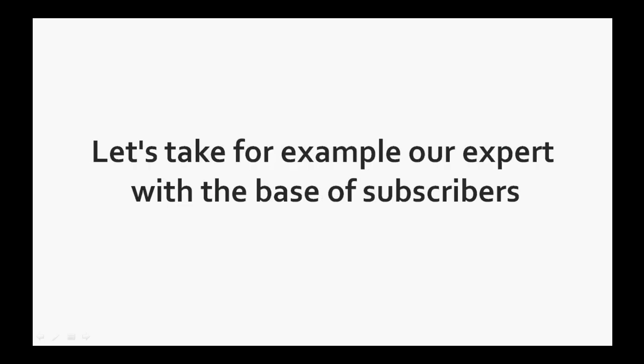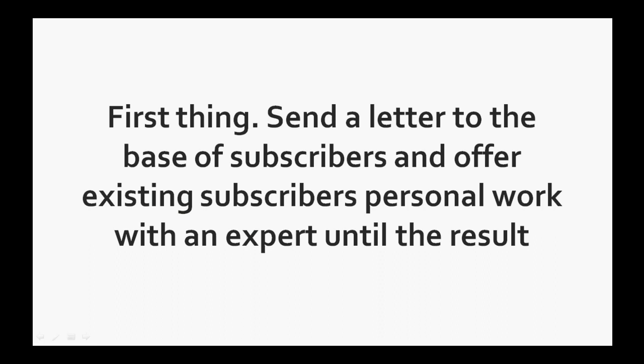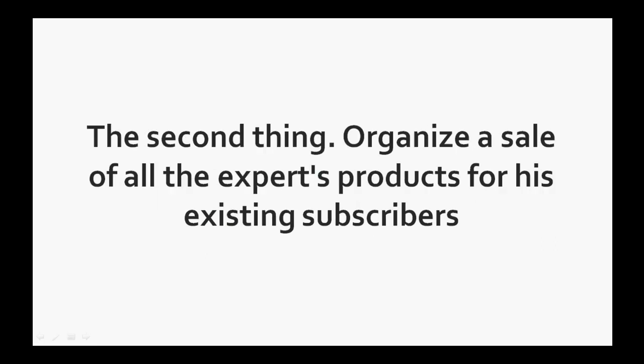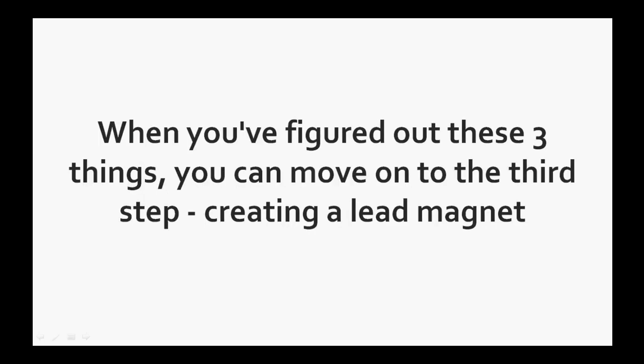Let's take, for example, our expert with the base of subscribers. What are 3 things we could do for him? First thing, send a letter to the base of subscribers and offer existing subscribers personal work with an expert until the result. The second thing, organize a sale of all the expert's products for his existing subscribers. The third thing, turn that sale into an automated sales funnel and drive paid traffic to that funnel. When you have figured out these 3 things, you can move on to the third step, creating a lead magnet.